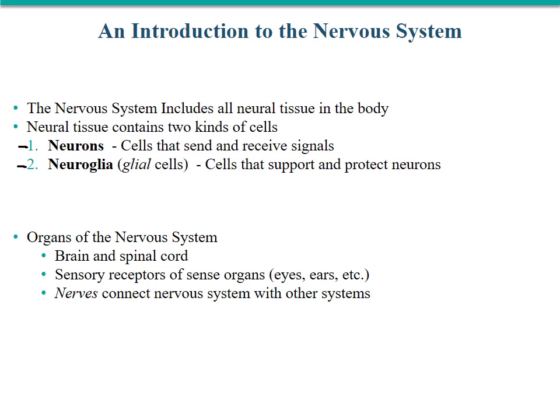The neuroglia, on the other hand, are the support cells and the protection cells for the neurons. They provide the nutrients, they protect the cells from invaders, they carry away waste products. They do everything for the neurons that the neurons can't do for themselves. They do not, in any way, shape, or form, participate in the sending and receiving of the signals. That is the neuron's job and only the neuron's job.